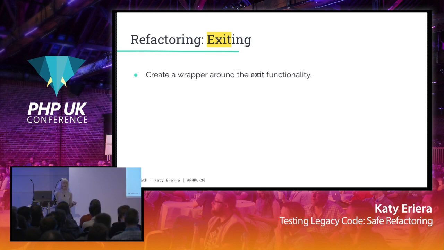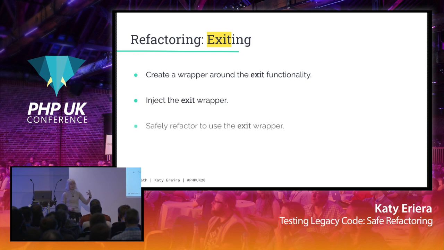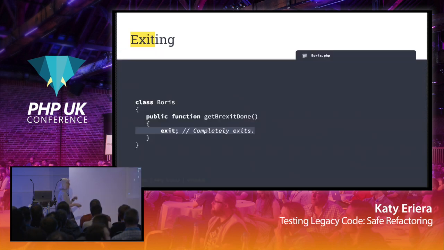I like to create a wrapper around that exit functionality to remove it from the method, and then we can inject that wrapper and mock it. So we're going to create sort of a fake Brexit with a bit of safe refactoring using our magical dependency injection. So here's our wrapper around Brexit. It's Boris. And he's going to get Brexit done. And he's going to completely exit.